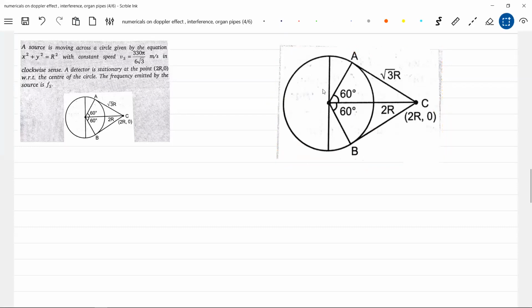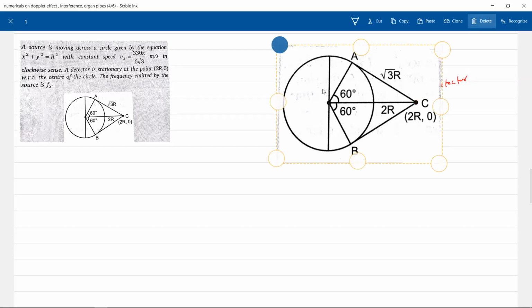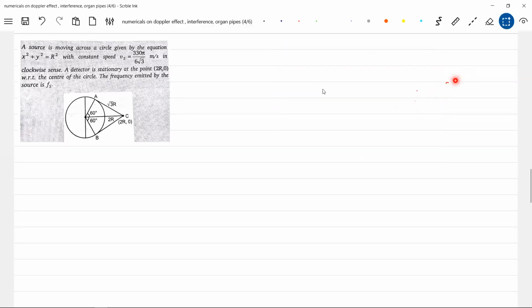And now you see that what is telling the detector is stationary at 2 hours. Here's the detector. There's a detector. So we'll put it in some red color. There's a detector. And I have to draw the diagram. Two cases are there.